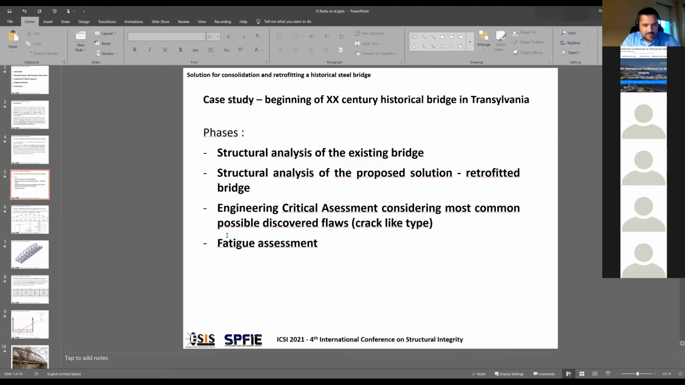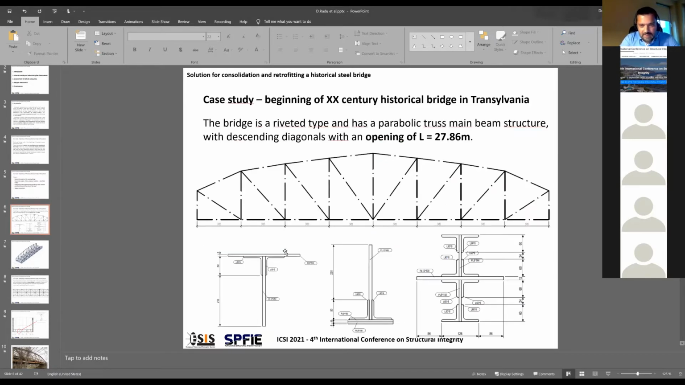This was needed to do because of the age of the structure, the steel bridge, and it was needed to reveal the indication of the possible discovered flaws and, of course, the future one. In the end, of course, the fatigue assessment, as I said before. Regarding the geometry of this bridge, it's a 27.86 opening bridge. It's 3.6 for the deck. From the other side, we will see immediately in the other slide.